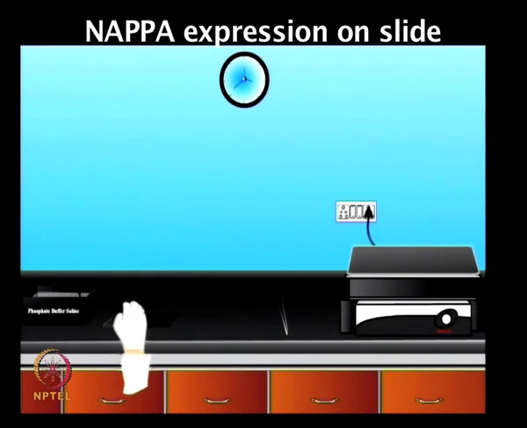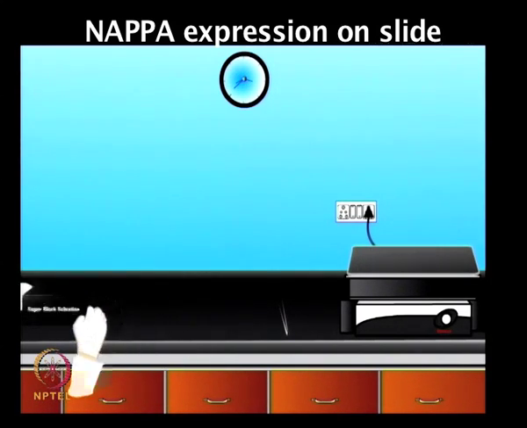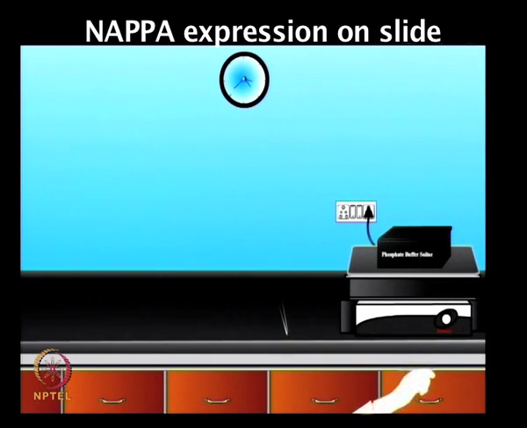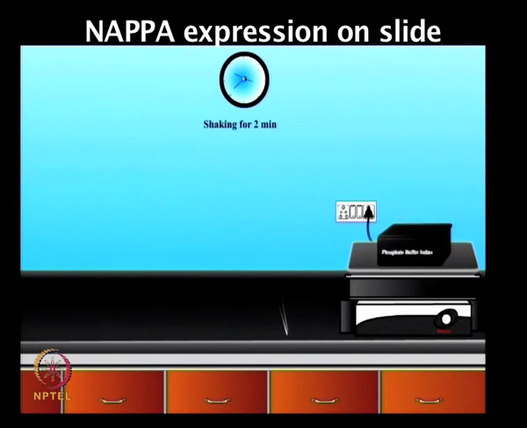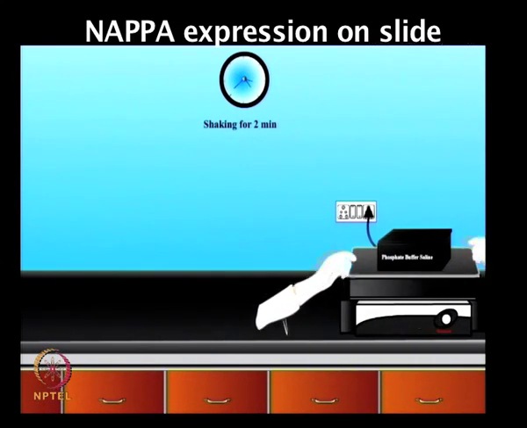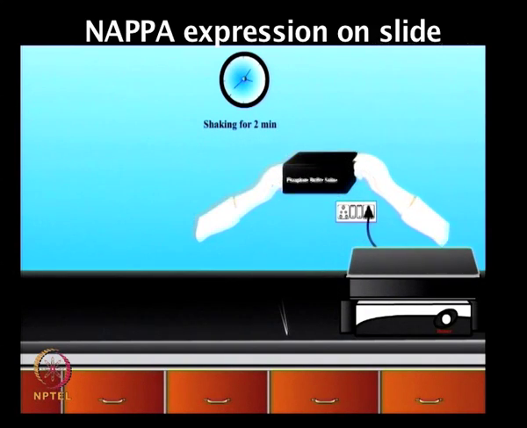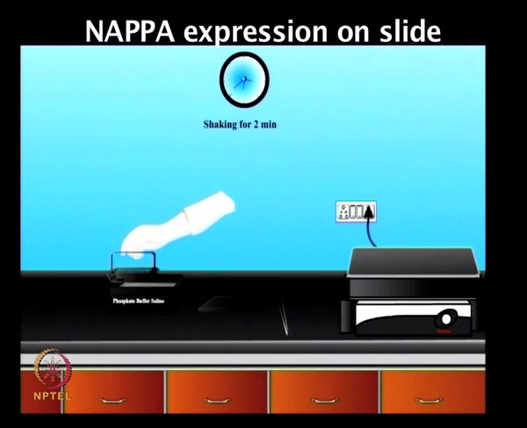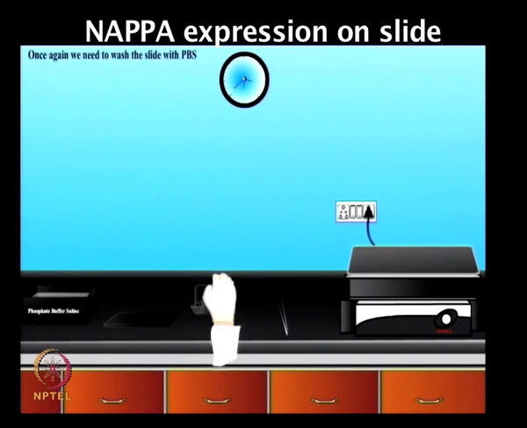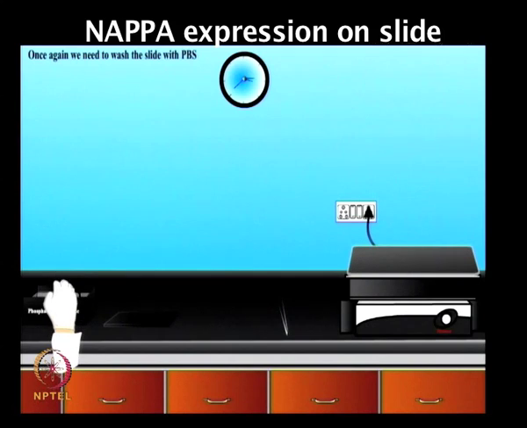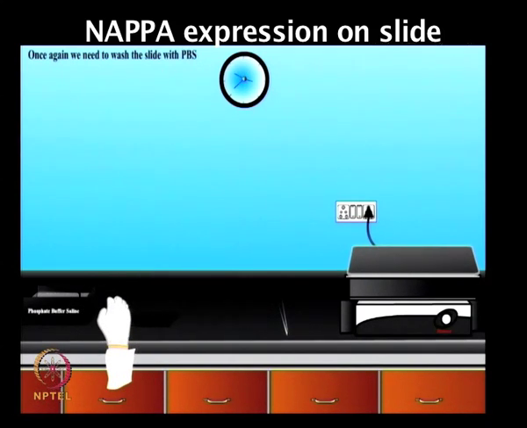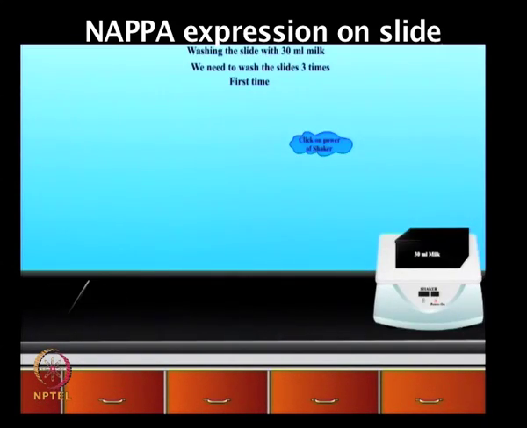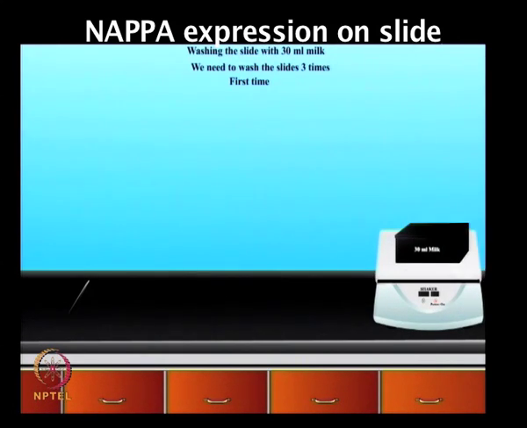After this incubation is done, then we need to wash the slides. So, remove the HybriWell, wash with milk in PBS 3 times, 3 minutes each. Now, block the slide with milk or super block at room temperature for an hour.